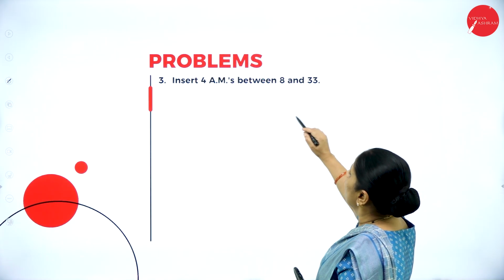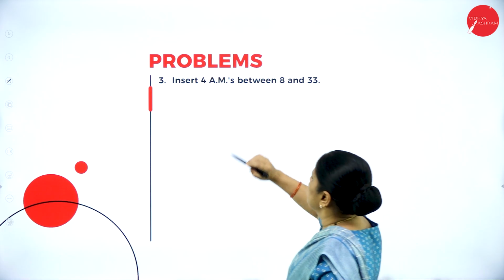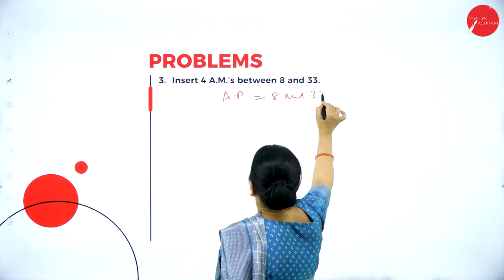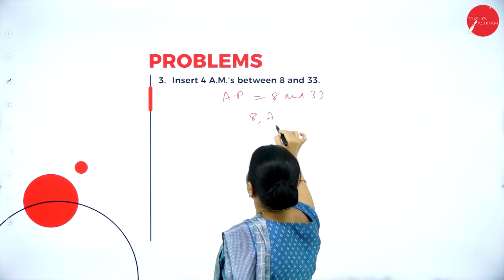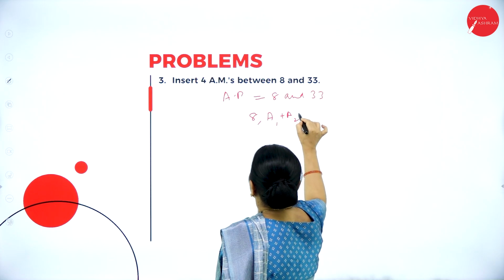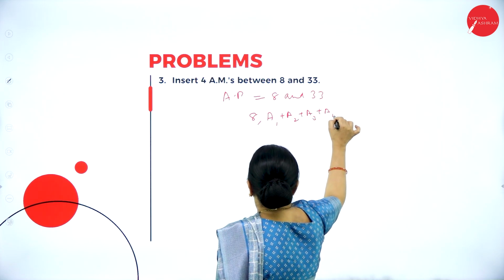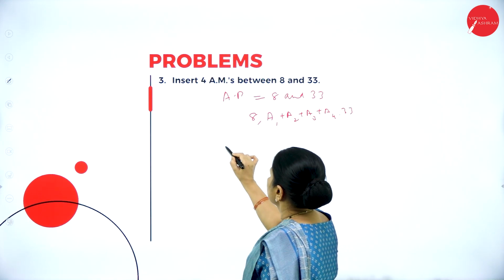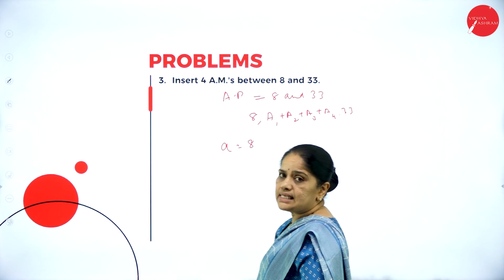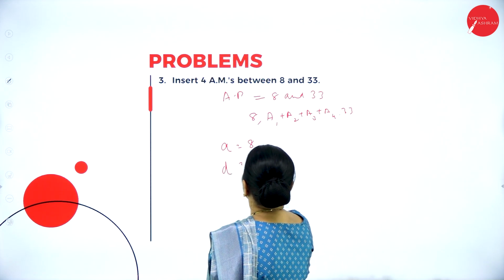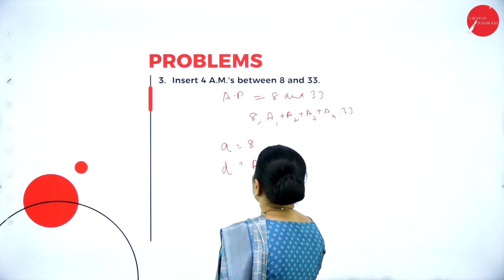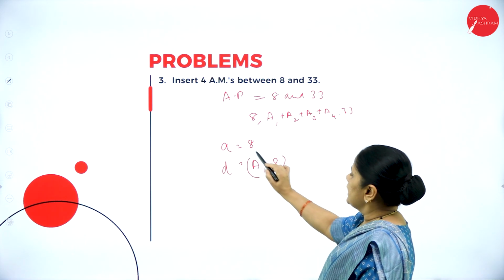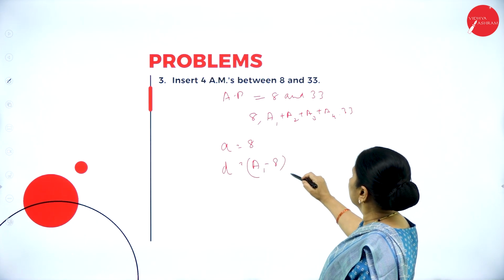Now, insert 4 AMs between 8 and 33. Now we have the AP here. AP is 8 and 33. Now between them we have to insert 4 AMs: A1, A2, A3, A4 and 33. Now I have the first number as 8. Now D will be equal to A1 minus 8.